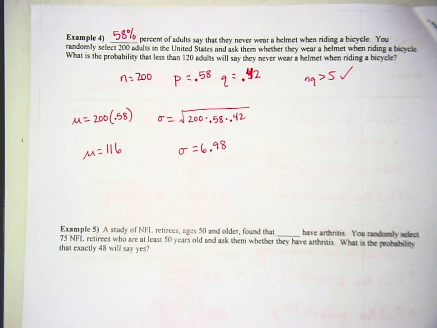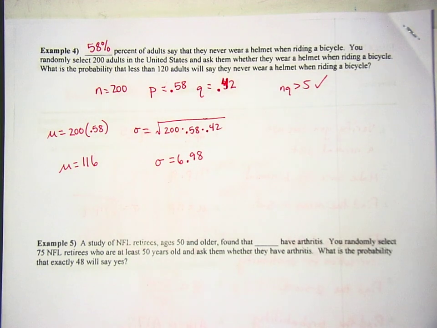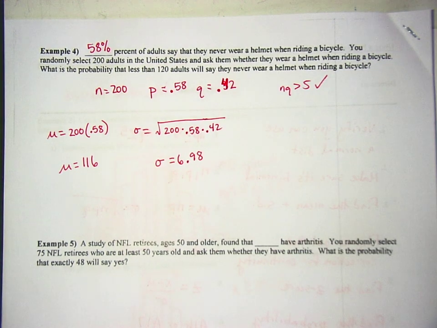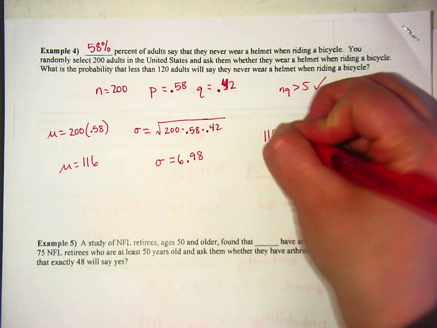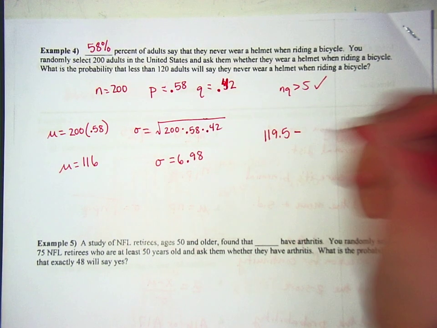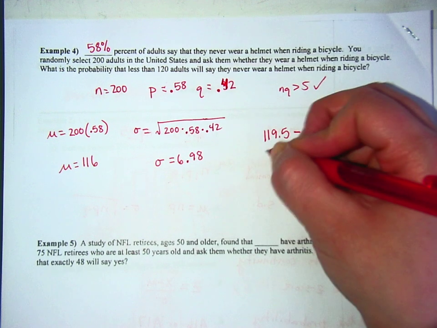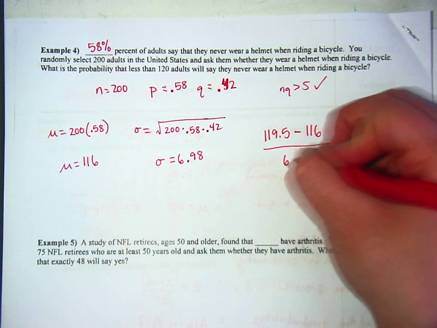Okay. All right. Now we're going to do x minus mu over sigma, but we have to change x. This is the part where you actually have to use your brain. Less than 120. Do we include the 120? Less than 120. We're not including 120. It's less than that. So 119.5 minus 116 over 6.98.